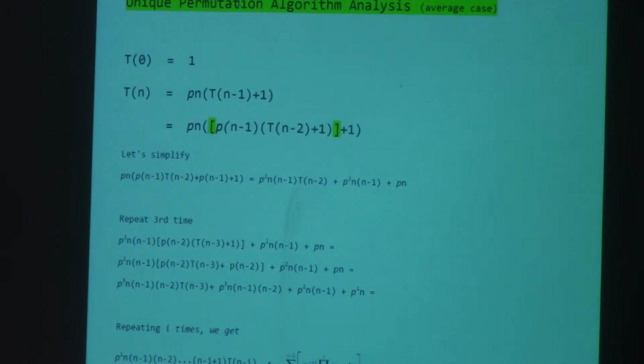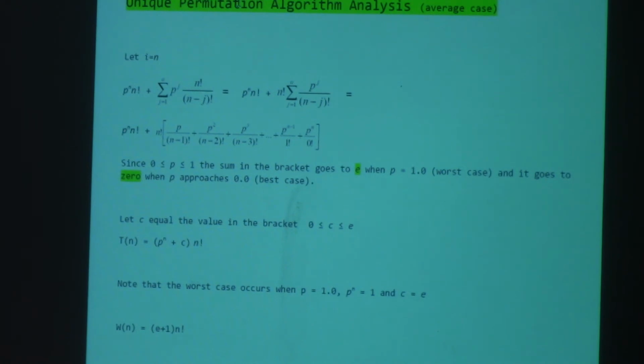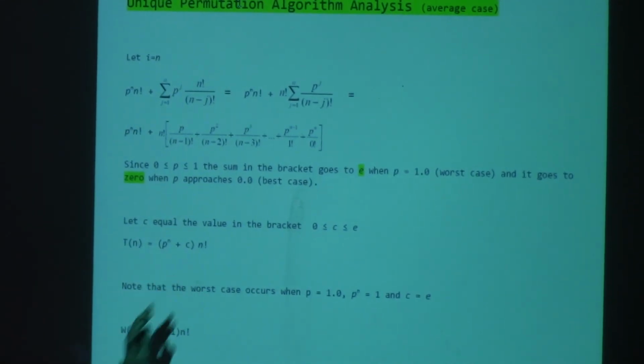Basically we end up looking at the probability of characters reoccurring. So for example, in the best case, the probability is 100%. In the worst case, it's 0%, that means they're all unique. So in general, we're going to say the probability is p. And it gives us a very interesting result. We end up getting this cool result, which is basically p to the n plus c times n factorial.